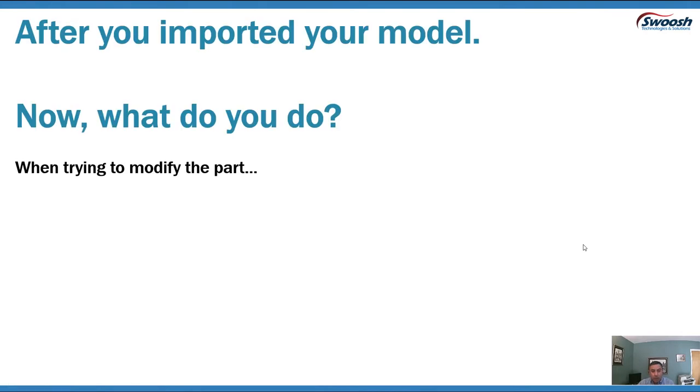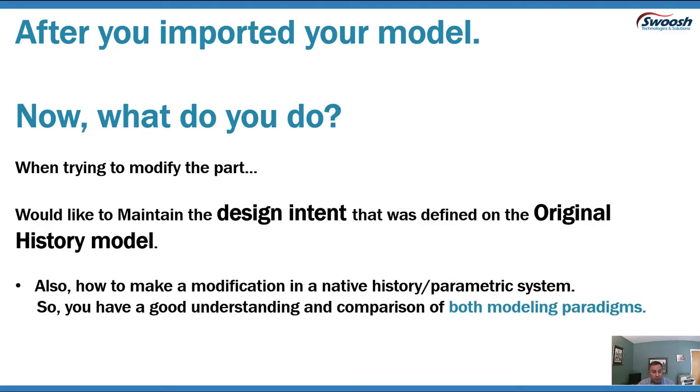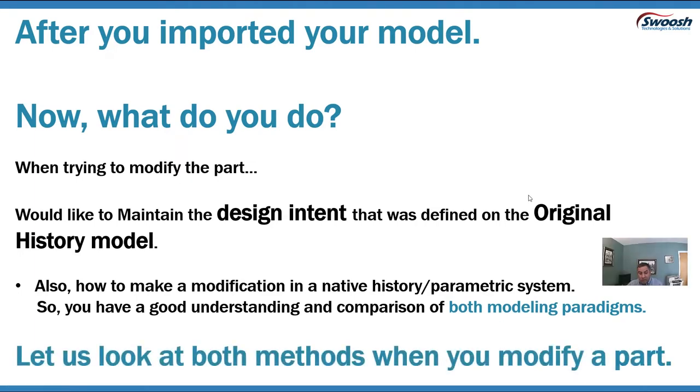Okay, so after you've imported your model, now what do you do when trying to modify a part, right? I would like to maintain the design intent that was defined in the original history model. I want to show you how to make a modification on the native history parametric system so you have a good understanding and comparison of both modeling paradigms. Let's take a look at both methods when you modify a part.